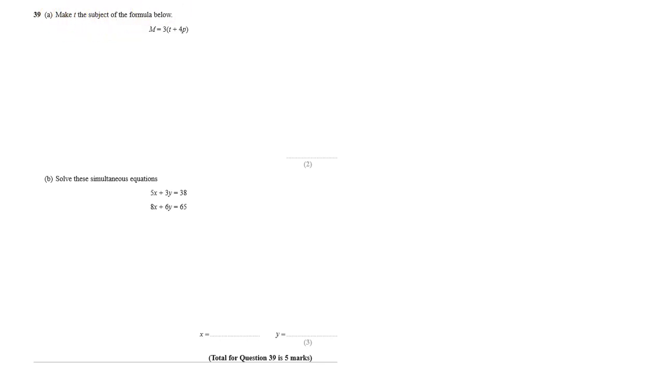Question number 39. Make T the subject. So we have to remove this T on one side and the others on the, if T is on the left side, others on the right side. So M is equal to, we open the bracket, 3T and 12P. 3T plus 12P. So M, now take 12P this side. So M minus 12P is equal to 3T.